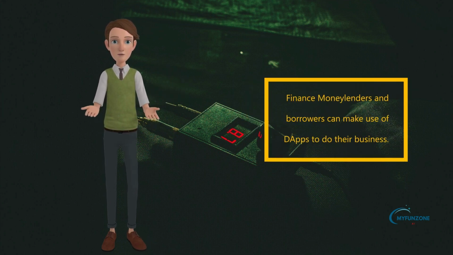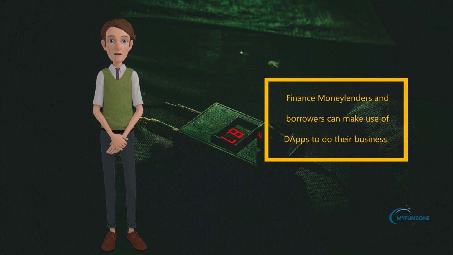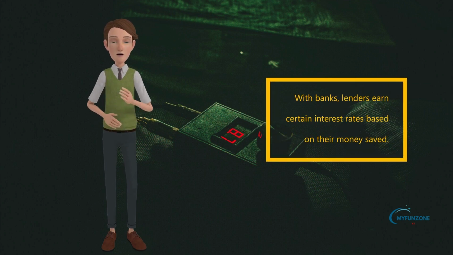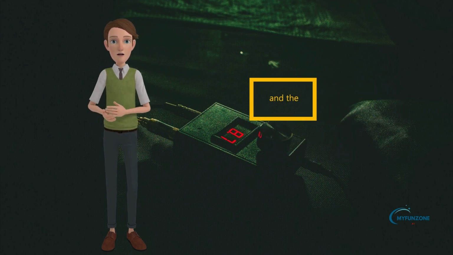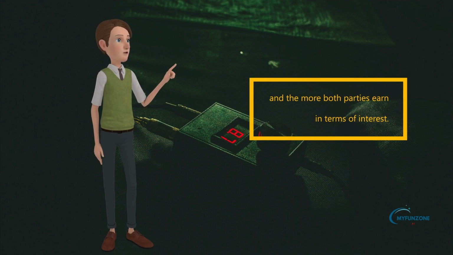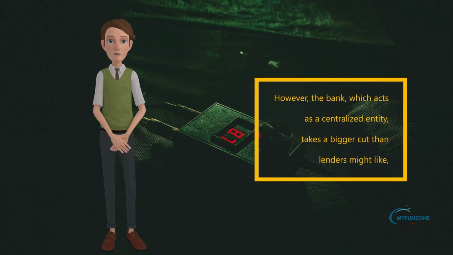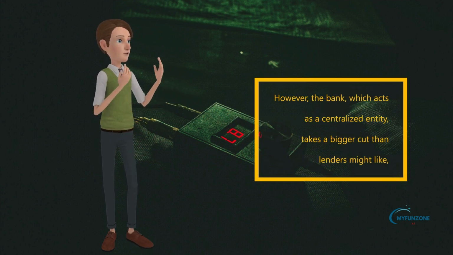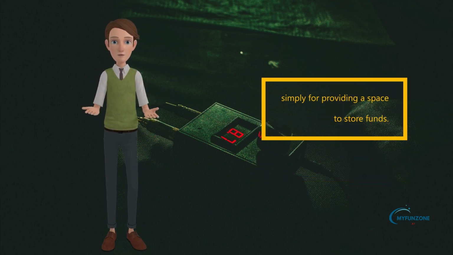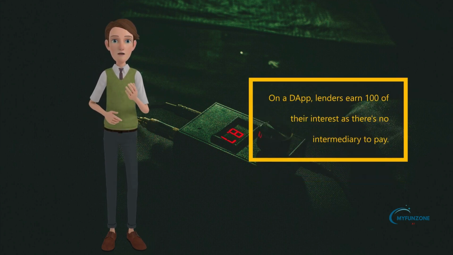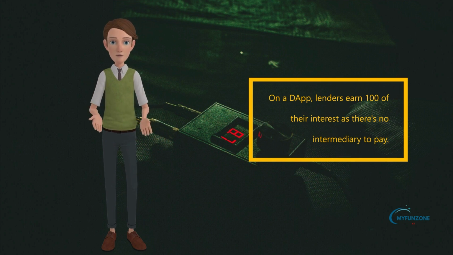Finance. Money lenders and borrowers can make use of DApps to do their business. With banks, lenders earn certain interest rates based on their money saved. The more a person saves, the more the bank can lend, and the more both parties earn in terms of interest. However, the bank, which acts as a centralized entity, takes a bigger cut than lenders might like, simply for providing a space to store funds. On a DApp, lenders earn 100% of their interest as there's no intermediary to pay.